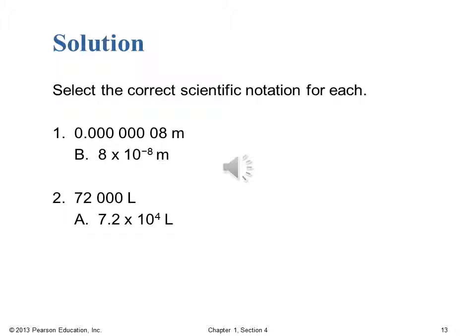For number 2, the same basic problems were there, right? We had to make sure, in this case, it's a large number, so we want to make sure that we had the positive exponent, and we had to make sure that it was 7.2, right? A value between 1 and 10 in the ones place. So hopefully those were very simple for you. If not, let's try again on another learning check here.